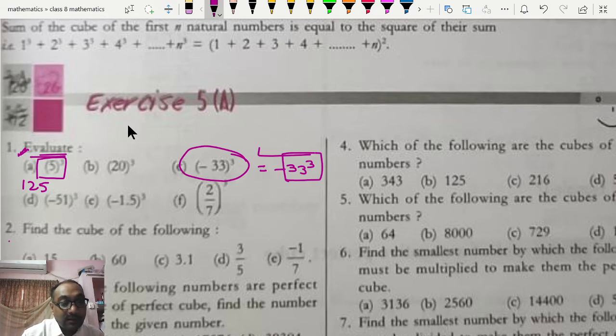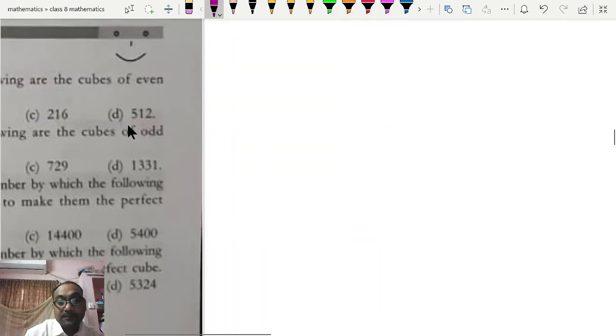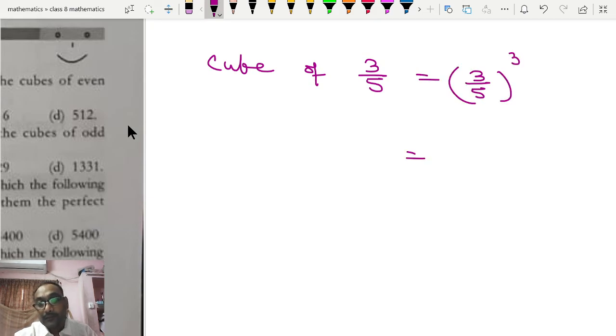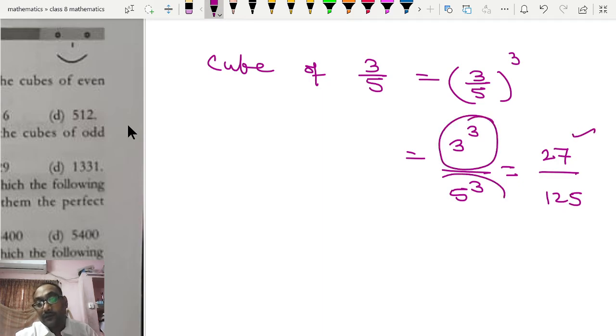Now, similarly, find the cube of the following. You are required to multiply all these numbers three times. I am solving this, 3 by 5. Cube of 3 by 5 is equal to 3 by 5 whole to the power 3. As we know, the laws of exponents say that the numerator and denominator both will have the same power, so it will be 3 to the power 3 over 5 to the power 3. Cube of 3 is 27 and cube of 5 is 125. This will be your answer.